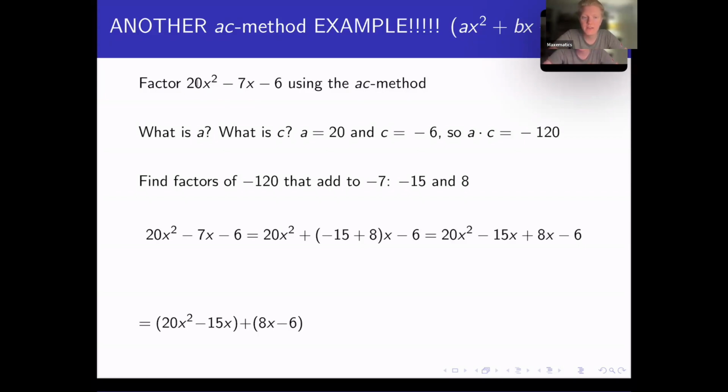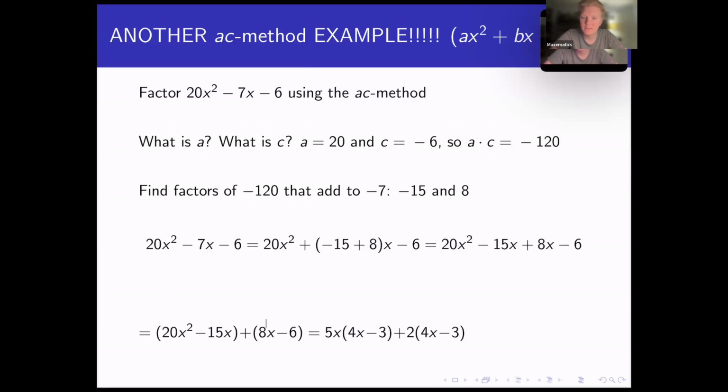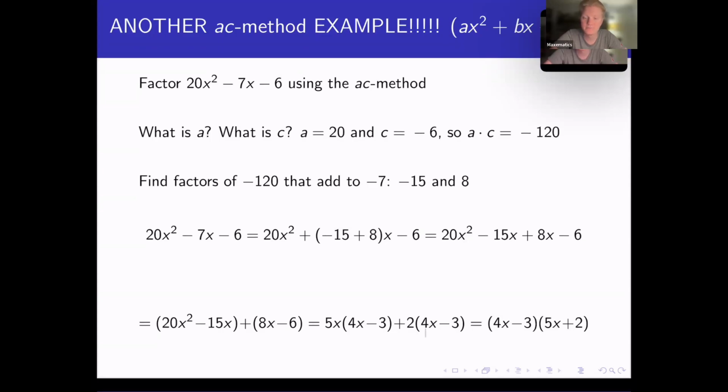Factor by grouping. Here we could take out a 5x. Here we could take out a 2. Ooh. And then we have everything in parentheses is the same. So our answer is everything in parentheses times everything left over.